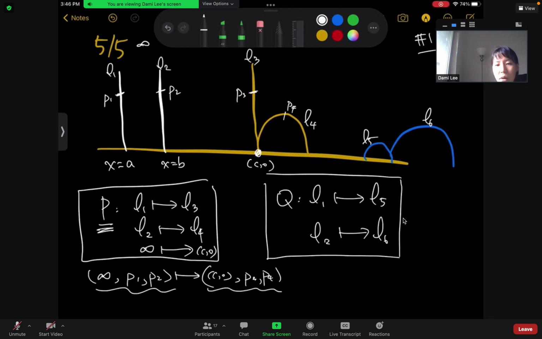Here, you can further impose that this has to be an isometry by saying, okay, infinity is infinitely far away, an ideal point. So P1 and P2 are infinitely far away from, actually, you know what? I'm going to drop the part about the isometry.